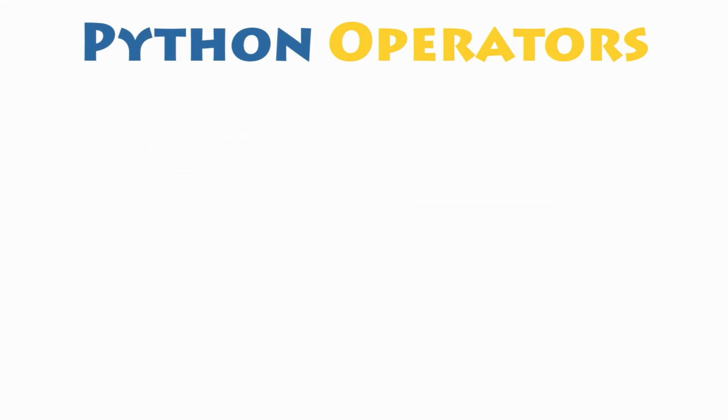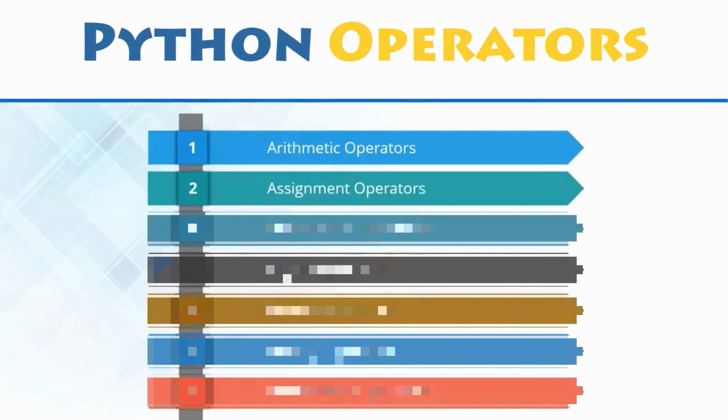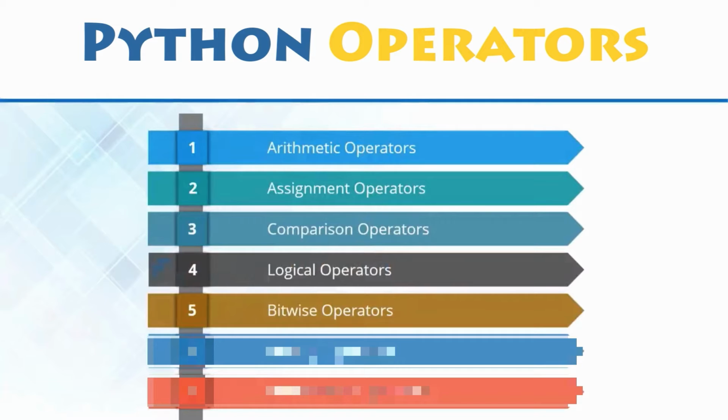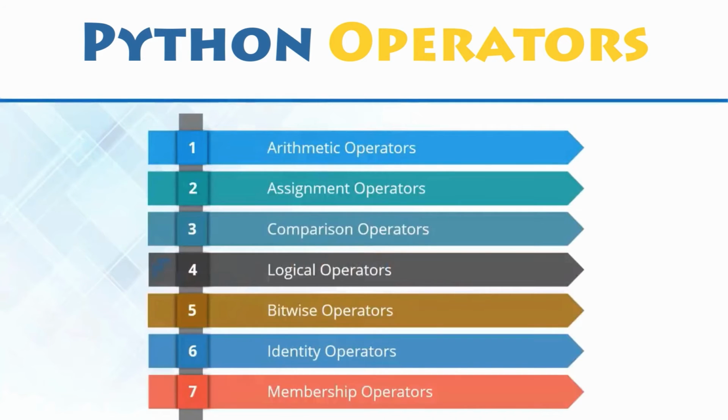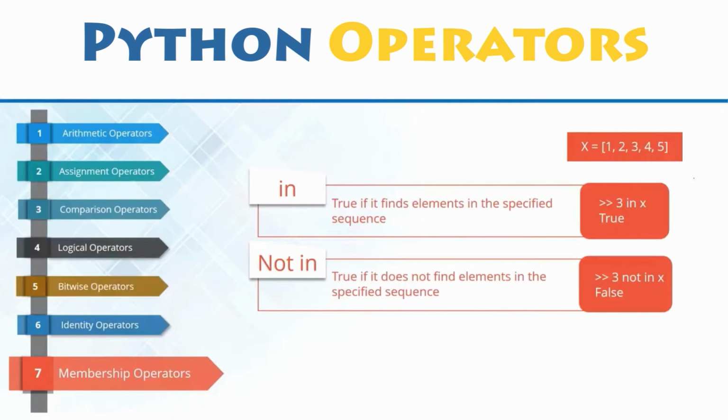Types of operators. Depending upon the type of operations you want to perform, there are 7 types of operators in Python. Arithmetic operators, assignment operators, comparison operators, logical operators, bitwise operators, identity operators, membership operators. Let's move forward to the last type of operators.